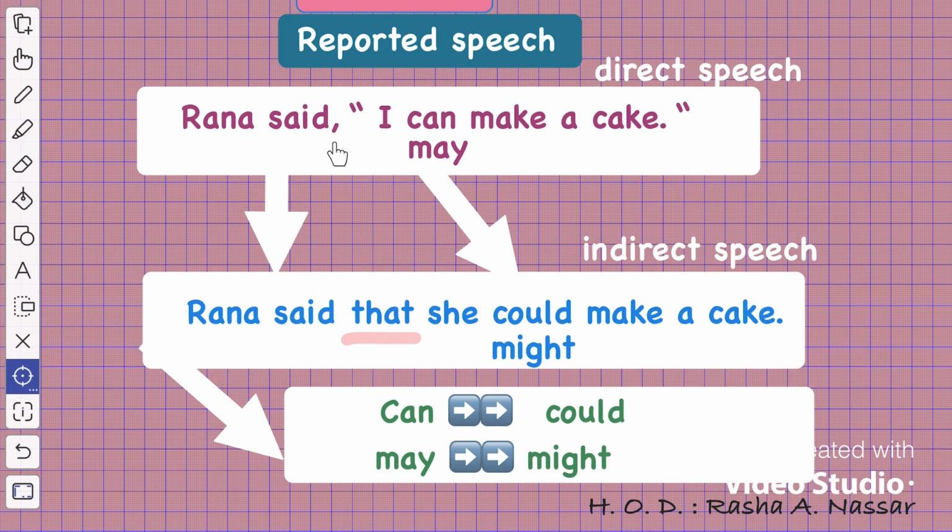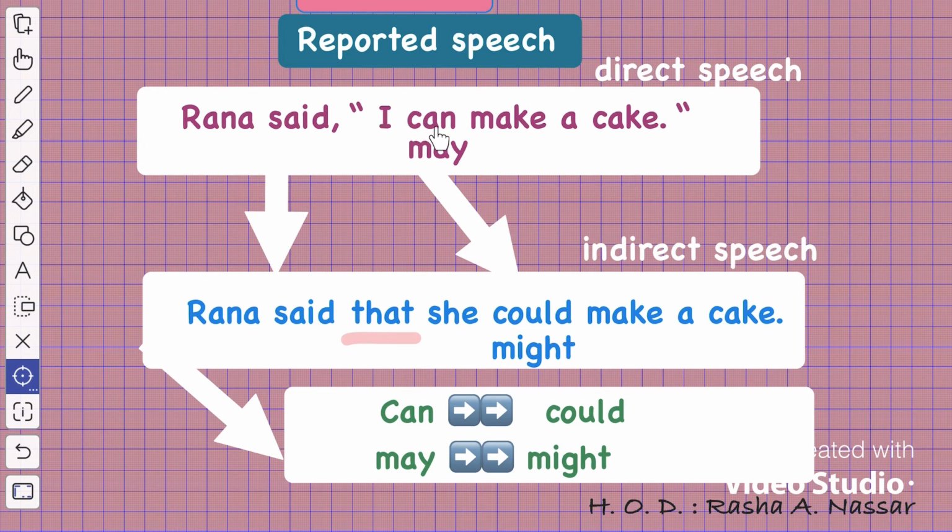First, we should follow the same steps. First, we will remove the comma and the quotation marks and write that instead. And then we will change the pronoun I into the pronoun that is before the brackets. And then we will change can into could. We will change the present into past. Here can is in the present, so what is the past form of can? Could. So it will be Rana said that she could make a cake. And of course, can and could are followed by V1.